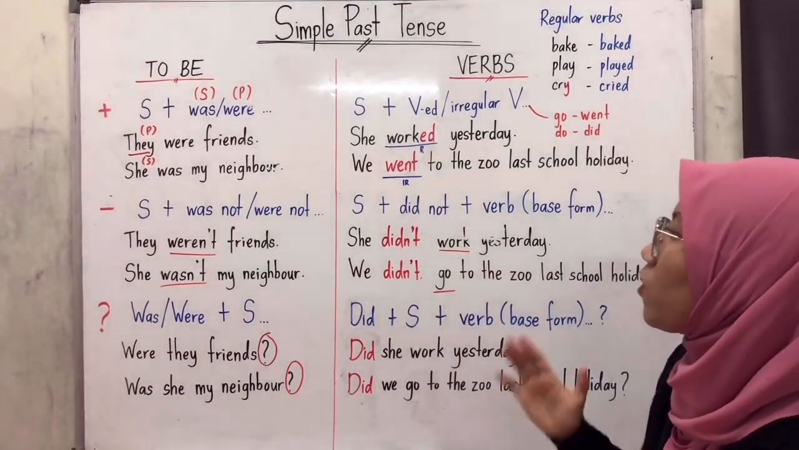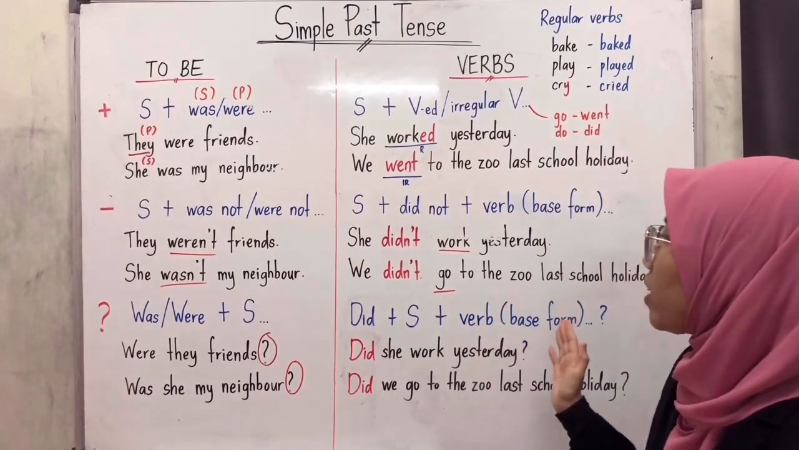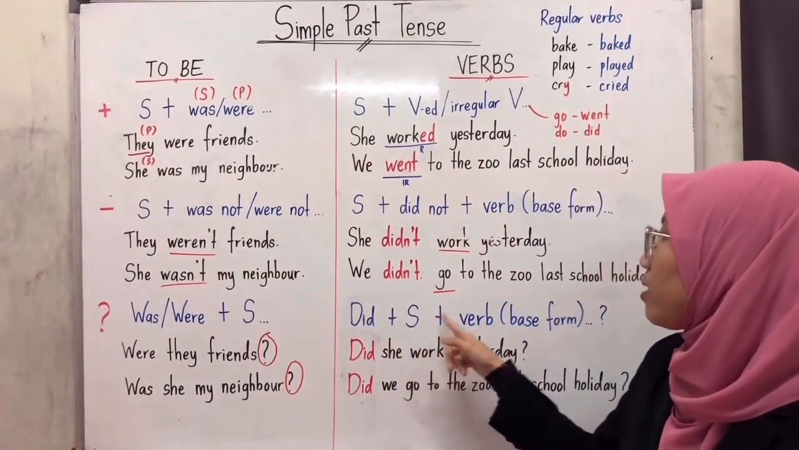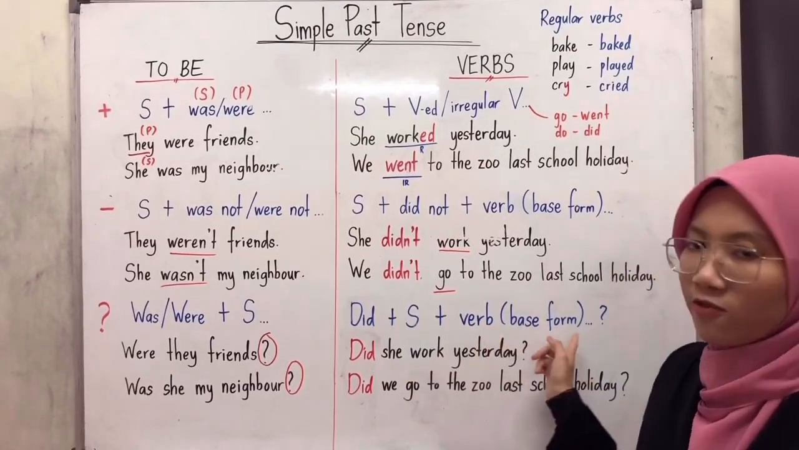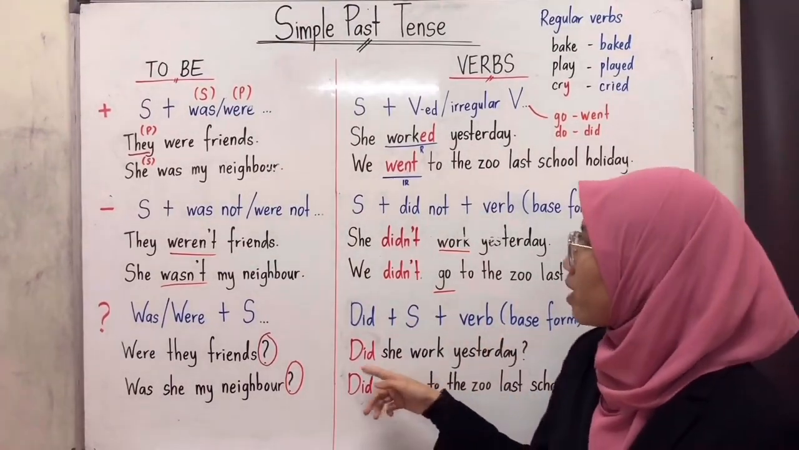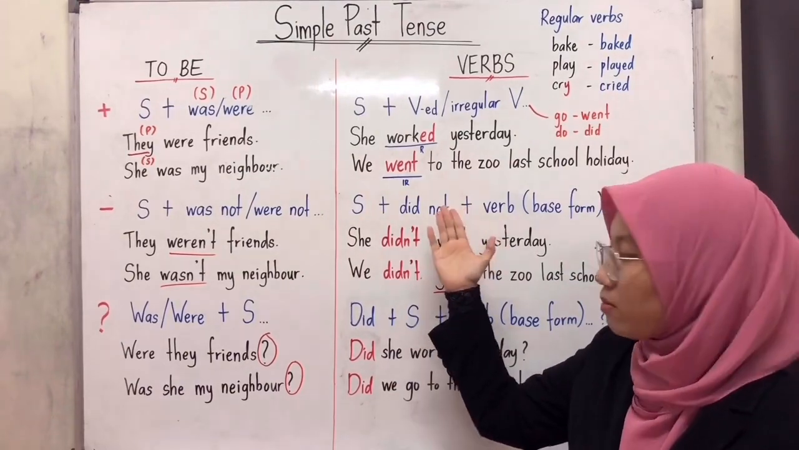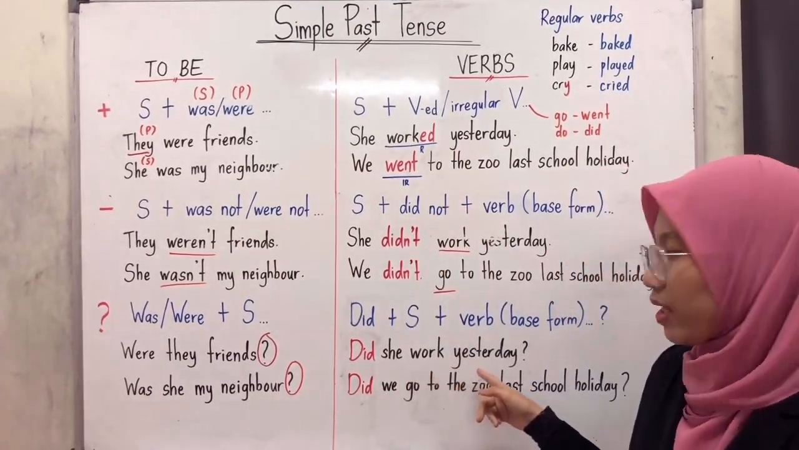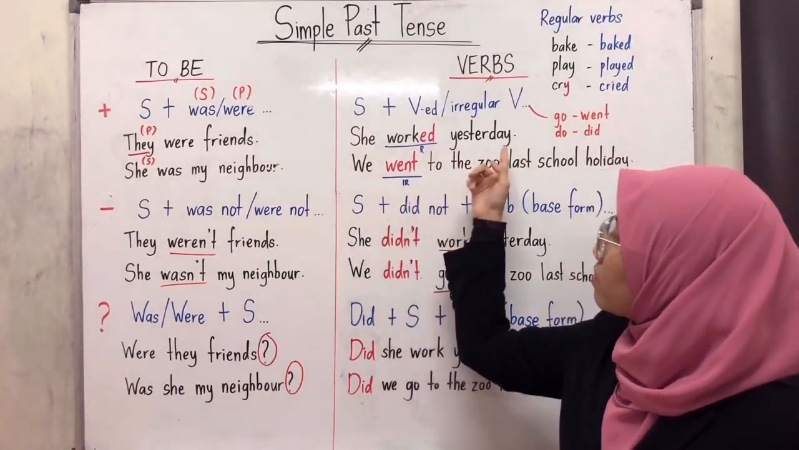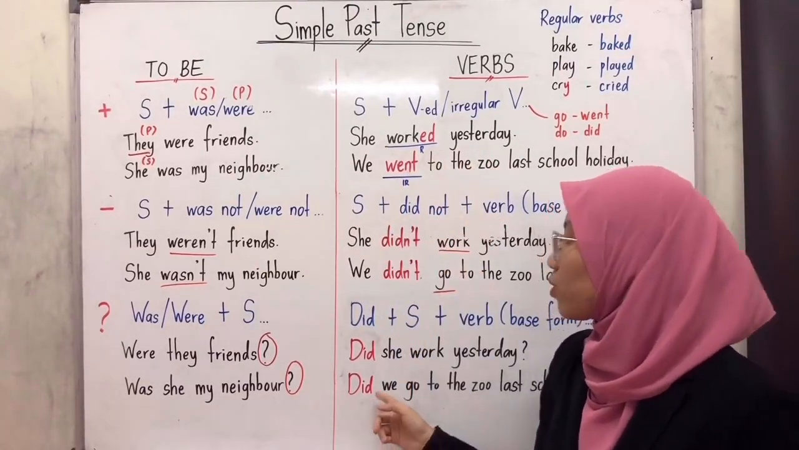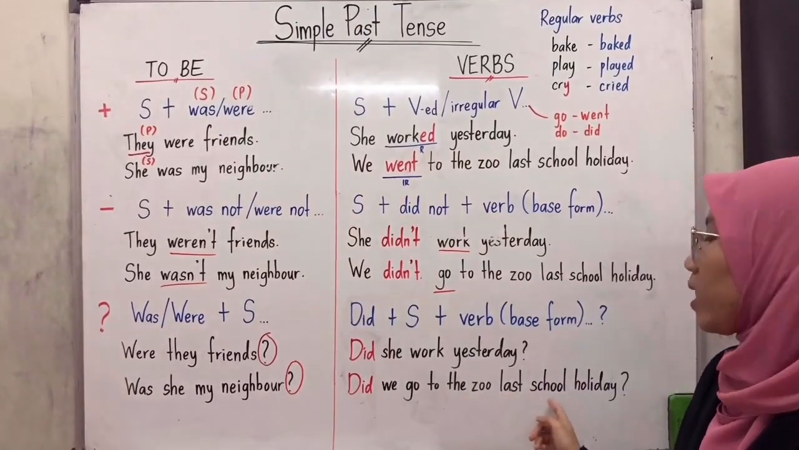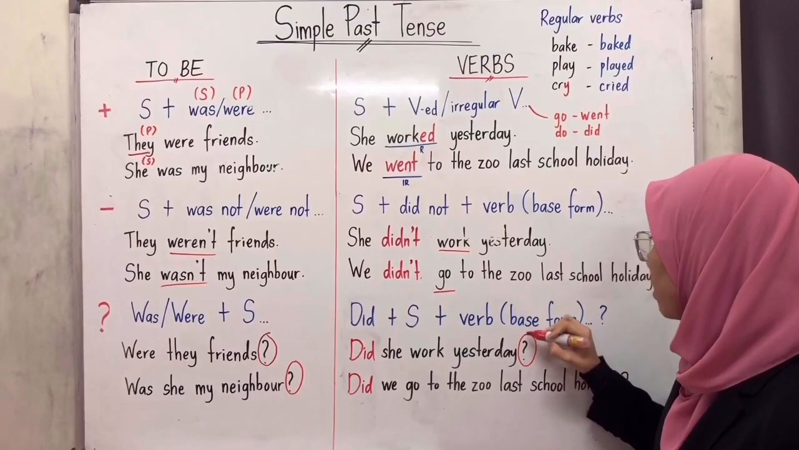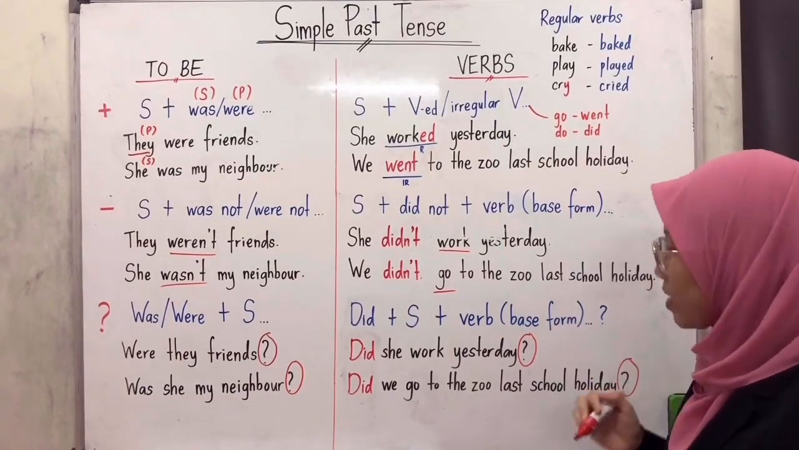Now for a question statement, we put did at the start of the sentence, followed by the subject and the verb in base form. For example, using the same examples as above, did she work yesterday? Second, did we go to the zoo last school holiday? Don't forget to put a question mark at the end of the sentence.